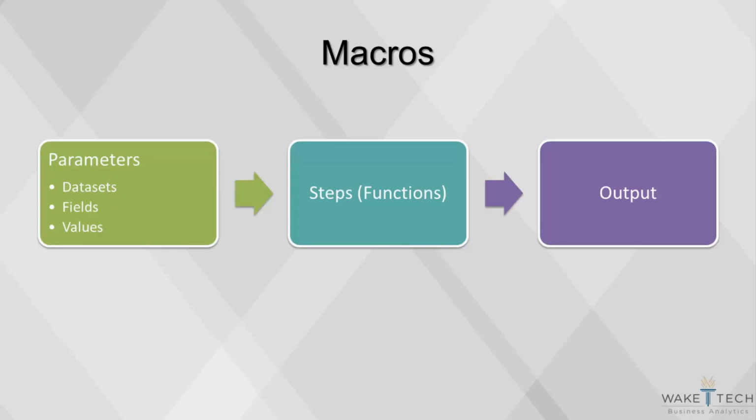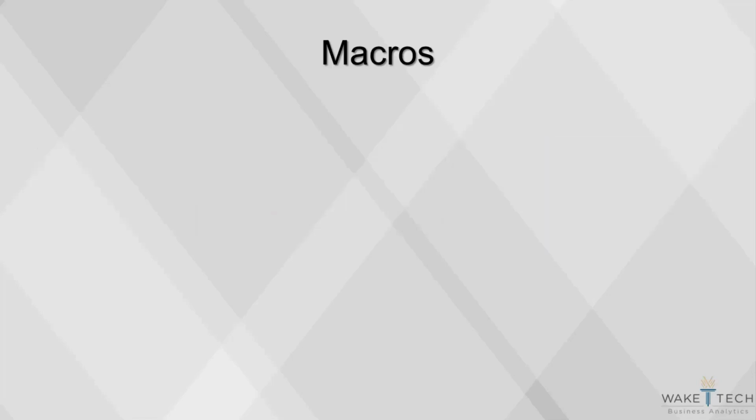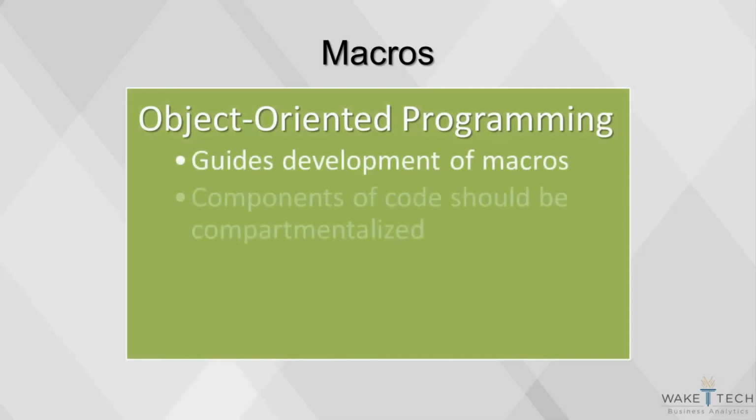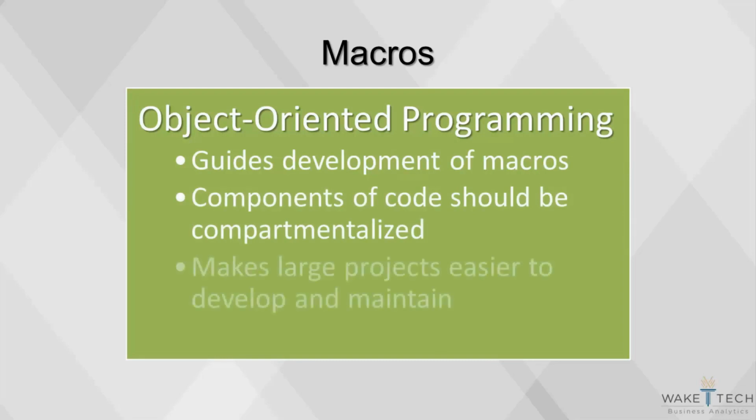Most companies with a data science team will build out a repository of customized macros called a code base. It makes it easier to manage certain tasks, such as committing changes and version control. These concepts are taken from computer science best practices of developing software. Another concept that comes from computer science is the use of object-oriented programming. This principle guides the development of macros and is based on the idea that the components of code should be compartmentalized. The main benefit of this technique is that it makes large projects easier to develop and maintain.